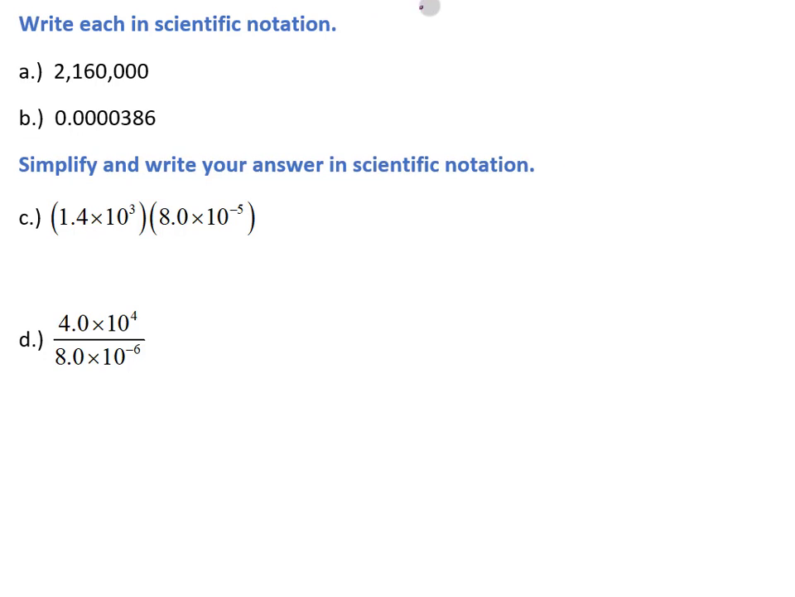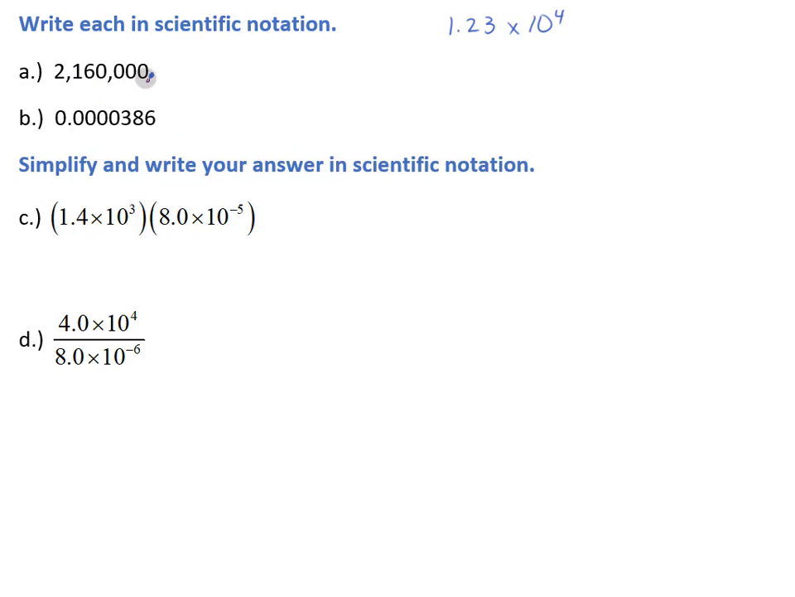So remember, in scientific notation, typically we only have 1 significant digit, I should say, to the left of our decimal place. And then that's usually times 10 to some power, right? So let's practice writing some of these in scientific notation.